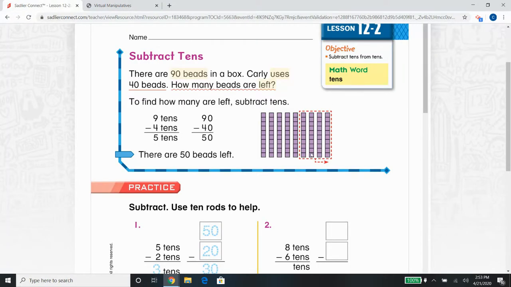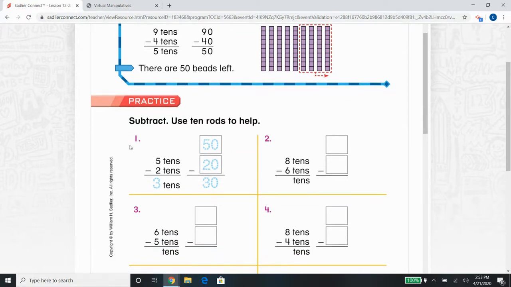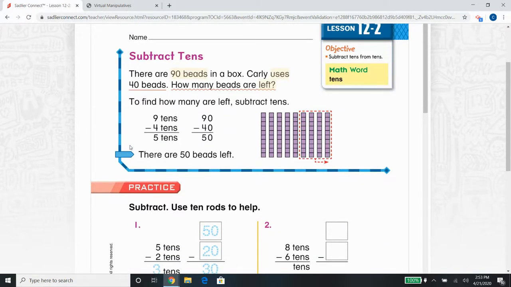So if this helps them too to write it out, please have them draw. So you have 1, 2, 3, 4, 5, 6, 7, 8, 9. Or you could count 10, 20, 30, 40, 50, 60, 70, 80, 90. You're taking away 4 10s, which is 40, and you're going to count how many are left, which is 10, 20, 30, 40, 50. So make sure you're going over this before you just jump into the practice section so that they have a clear understanding.